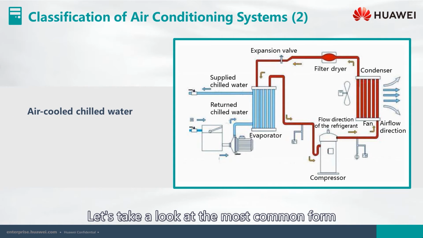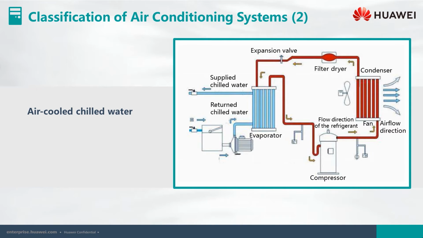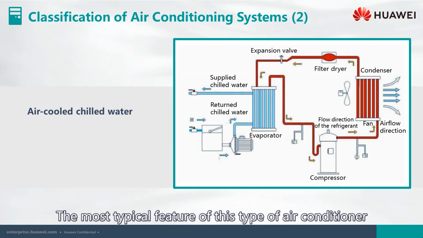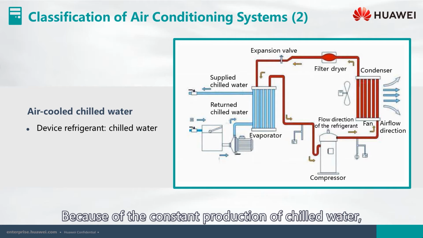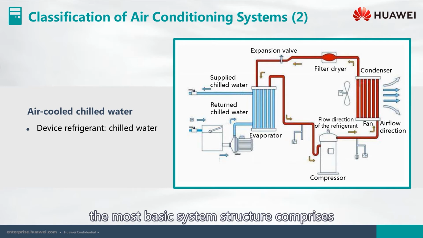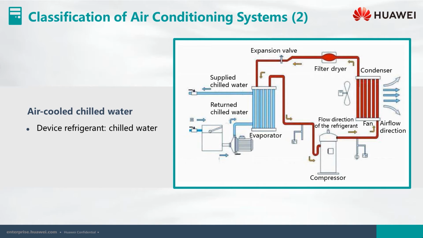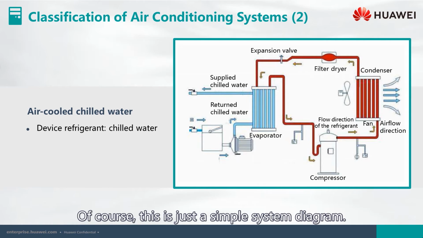Let's take a look at the most common form of chilled water air conditioning. The most typical feature of this type of air conditioner is that the refrigerant medium is chilled water. Because of the constant production of chilled water, the most basic system structure comprises two sets of circulatory systems. One is for heat exchange with the environment, and the other is for chilled water. Of course, this is just a simple system diagram.